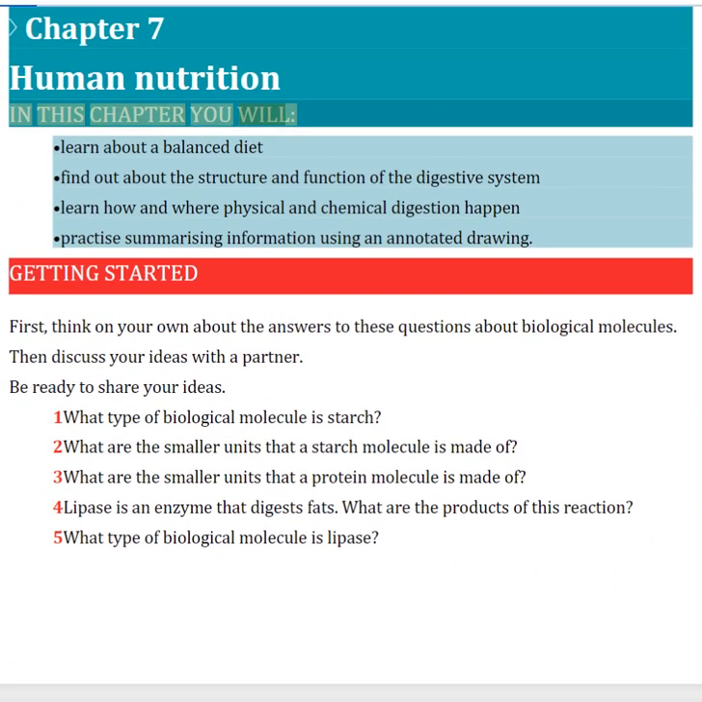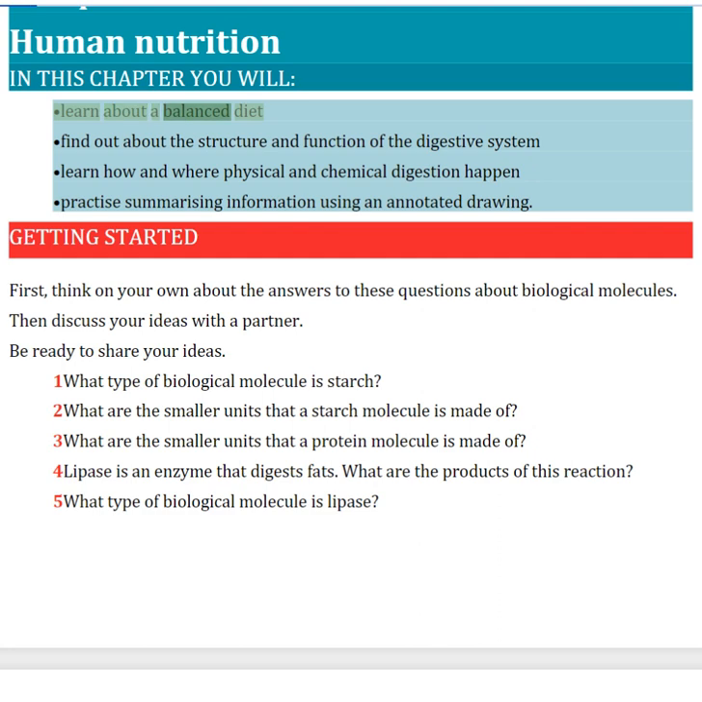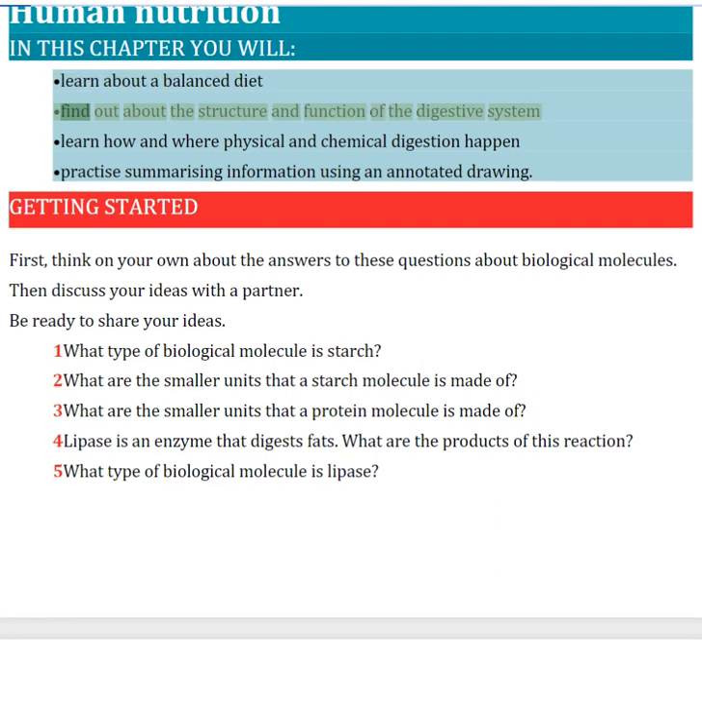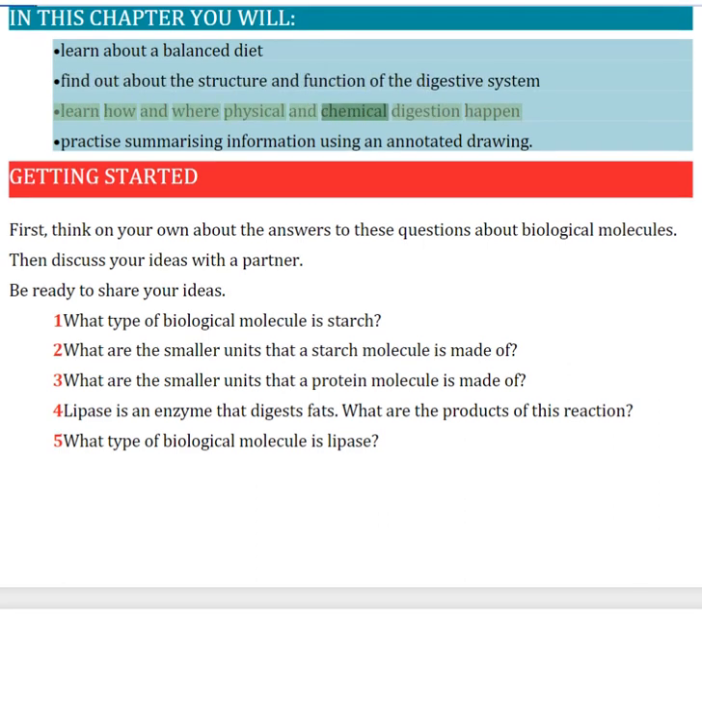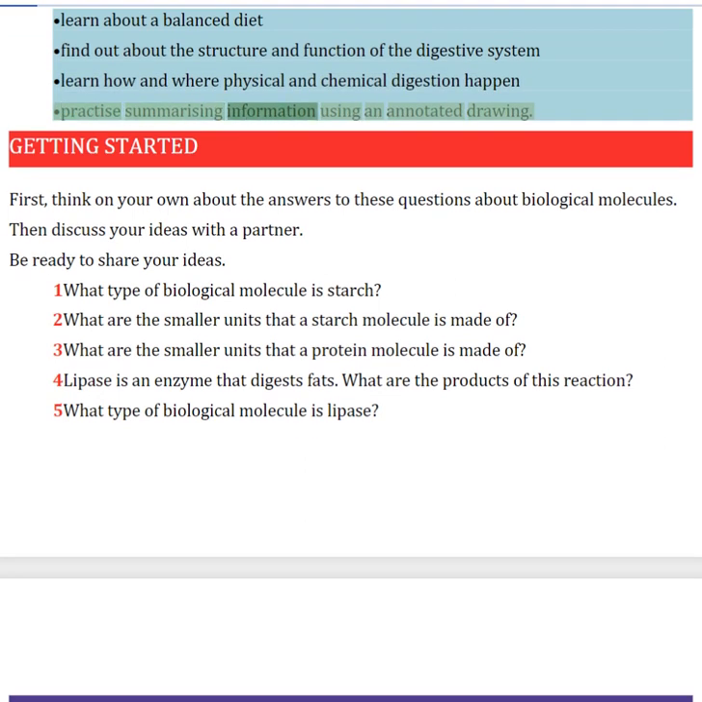Chapter 7. Human Nutrition. In this chapter you will learn about a balanced diet, find out about the structure and function of the digestive system, learn how and where physical and chemical digestion happen, and practice summarizing information using an annotated drawing.